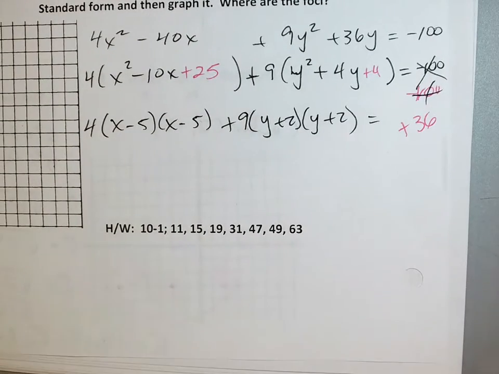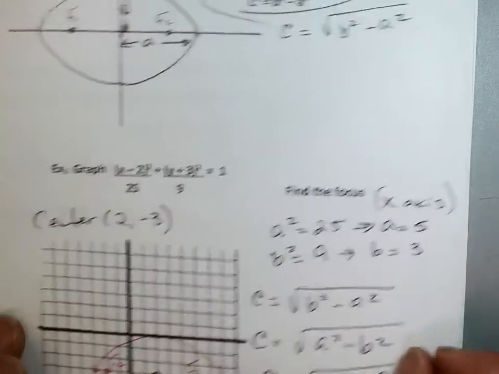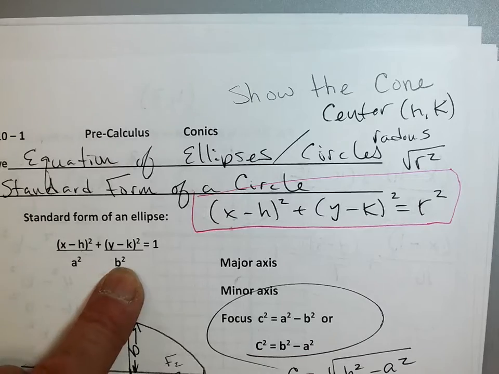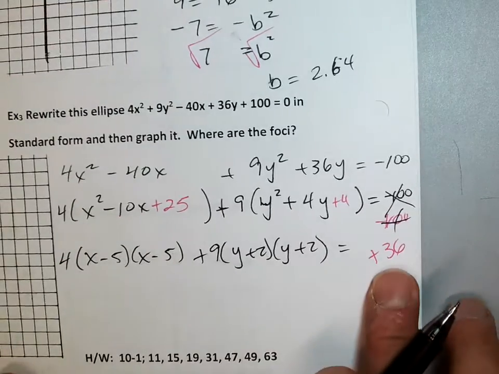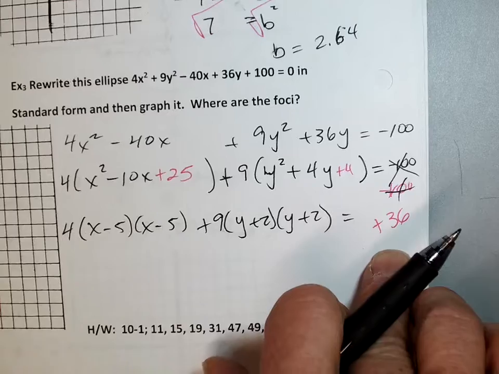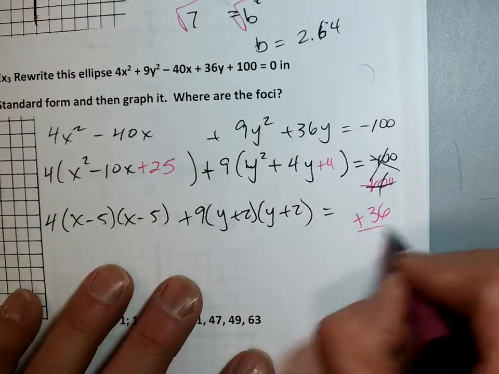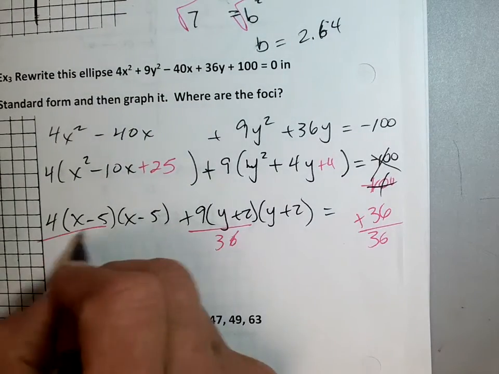Okay, standard form. Standard form is x squared over a squared plus y squared over b squared equals 1, right? So I've got to make this equal to 1. In order to make this number into the number 1, we're going to divide by 36. So divide by 36, divide by 36, divide by 36.